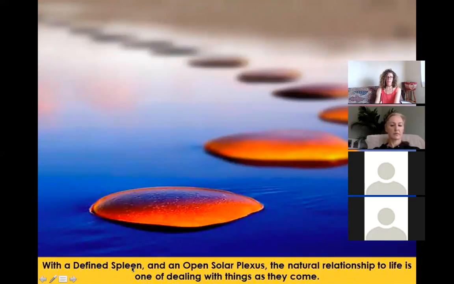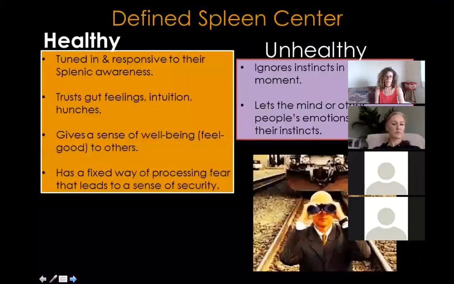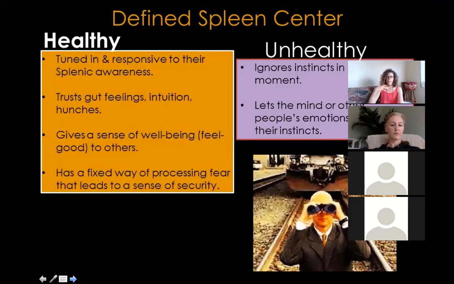So for someone with a defined spleen and open solar plexus, these people are in the moment, dealing with things as they come. They are spontaneous. People that have this awareness, they're the spontaneous ones. It's okay for them to be spontaneous. And they have this kind of fast instinct. So having a defined spleen in the healthy side of things, they're tuned in and responsive to their splenic awareness. They're trusting their gut feelings, intuition, and hunches. They give a sense of well-being to others. And they have a fixed, natural way of processing fear that gives them a sense of security.